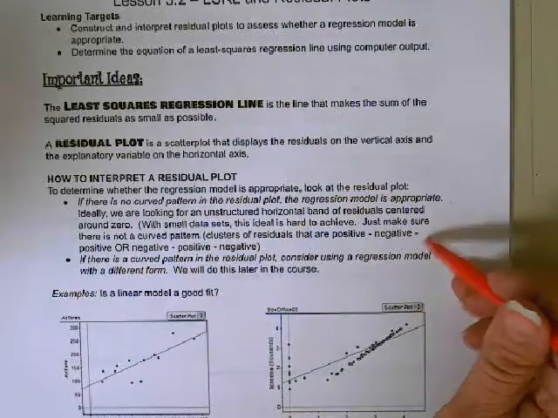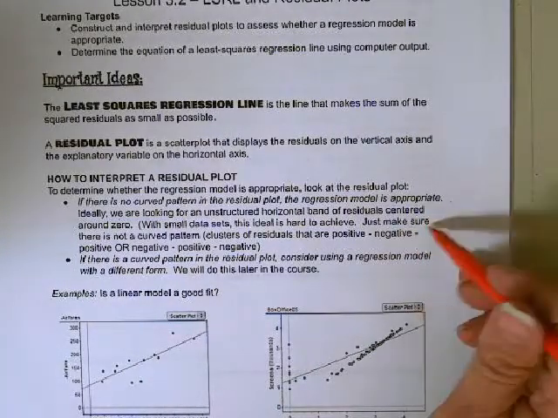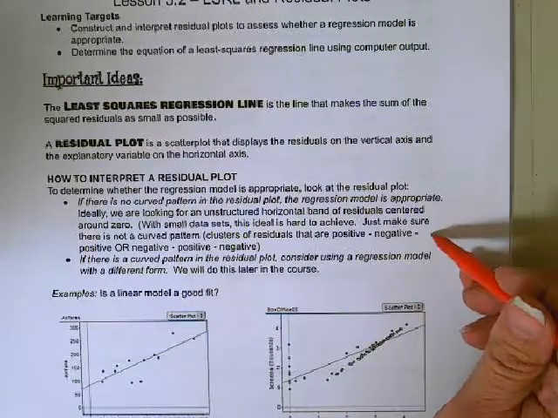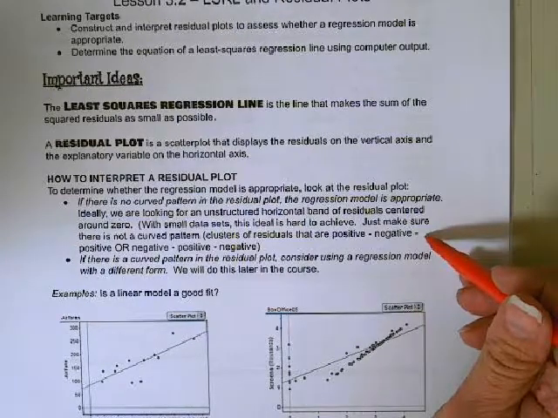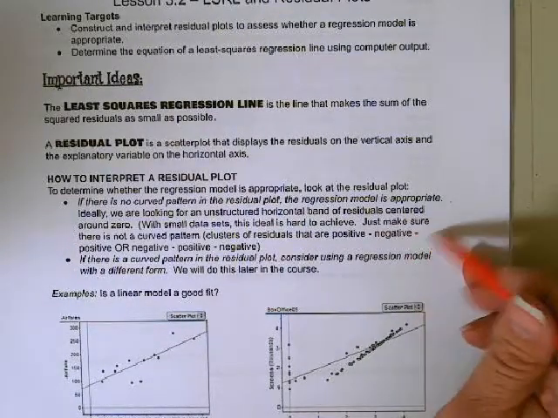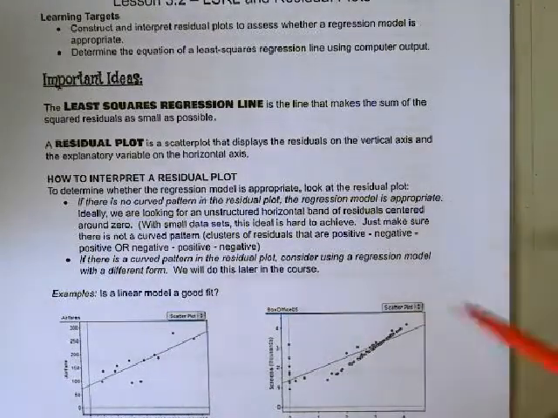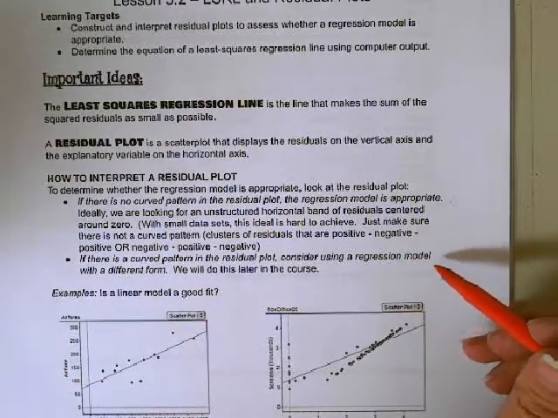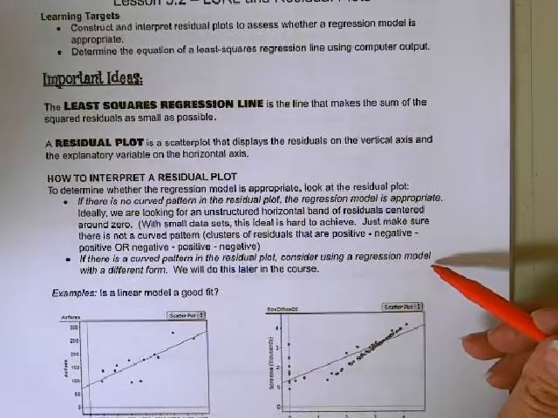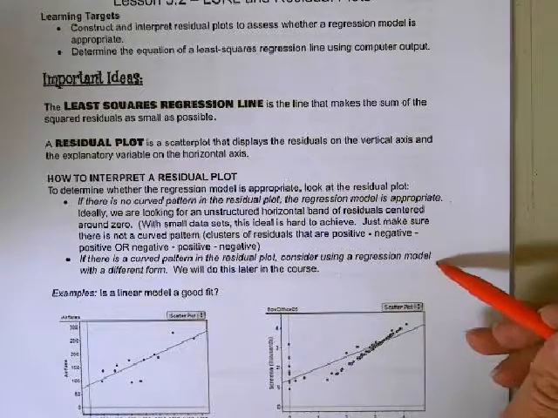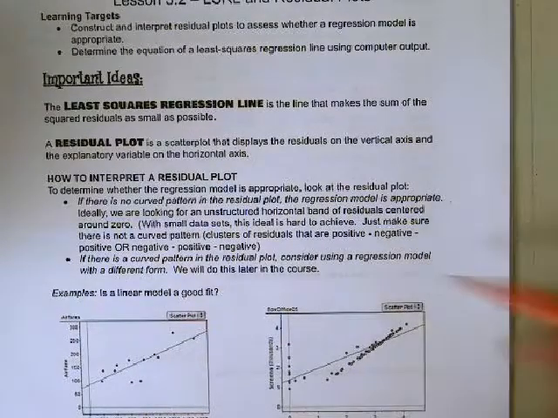So ideally we want to see an unstructured horizontal band of residuals centered around 0. This is sometimes hard to achieve with small data sets. So we just want to make sure there's not a curved pattern, like going from positive, negative to positive, or the other way, negative, positive to negative, like you saw in the problem that you worked on. And if there is a curved pattern in the residuals, we would need to use a different model with a different form, and we'll do this later in the course.